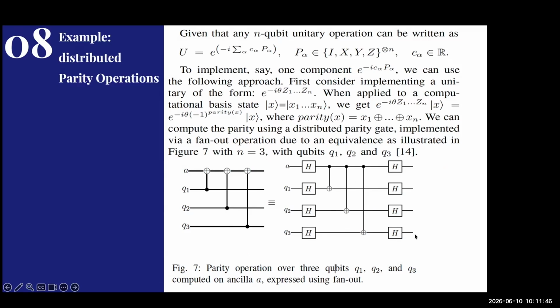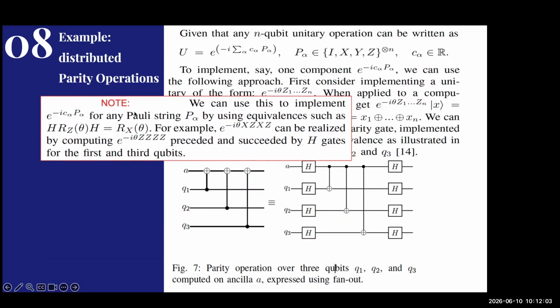And then with this, you can actually replace this sequence of controlled-NOT operations in the middle here between the Hadamard gates with a distributed fan-out operation, right? So that's what you get. So we can use this to implement any n-qubit unitary operation actually. So it can be realized using this form.